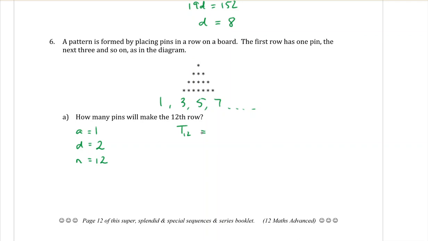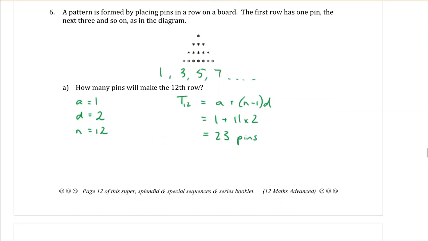So the term formula is a plus (n minus 1) d. And so I sub in 1 plus, n is 12, so that will be 11 times the difference, which is 2. So that makes 23 pins in that 12th row. Okay, everyone's okay? And I'm going fast because I've got less than 5 minutes left to hopefully finish this.